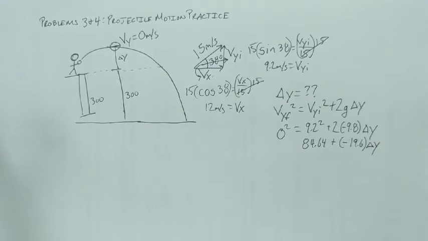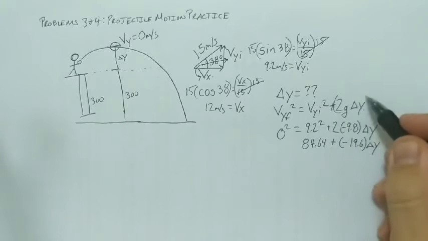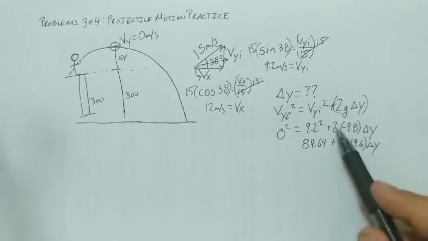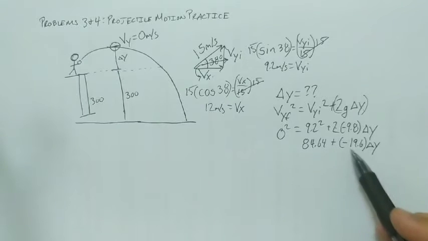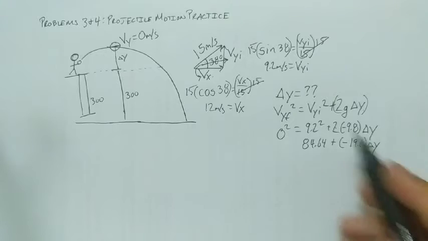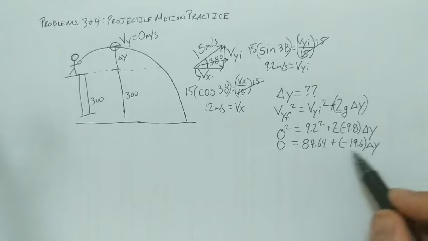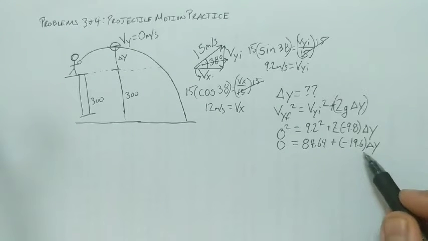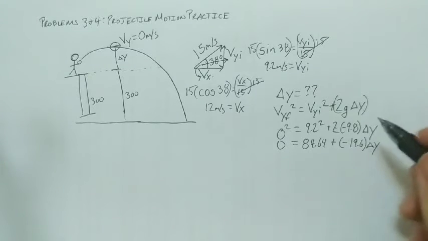delta y. So this 2g delta y, all of that is one term. I just simplified it by multiplying 2 times gravity, which is negative 9.8. So all of this is still considered one term. 0 squared is 0. So I cannot just combine 84.64 take away 19.6, because it is 19.6 delta y. Those things are being multiplied together. I can't move them, separate them yet.